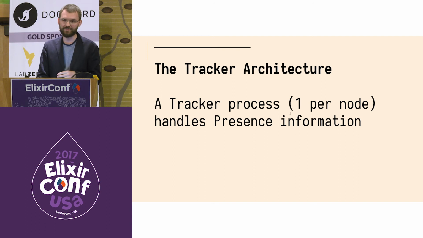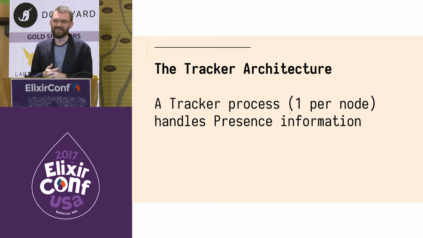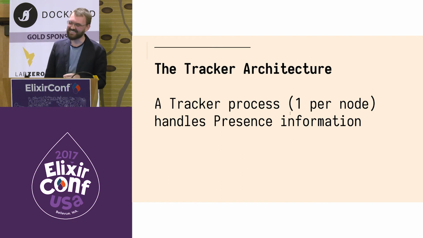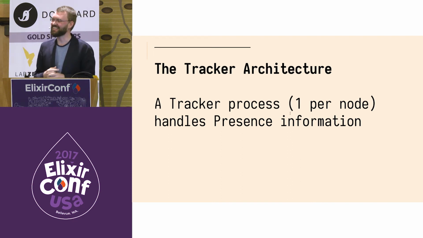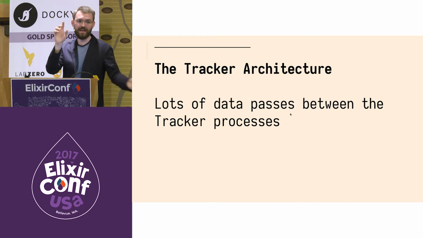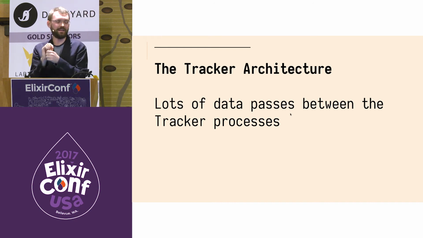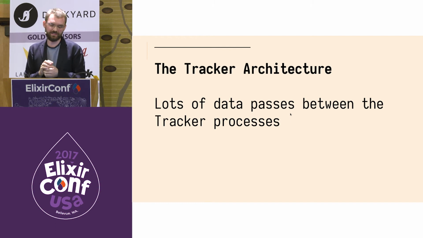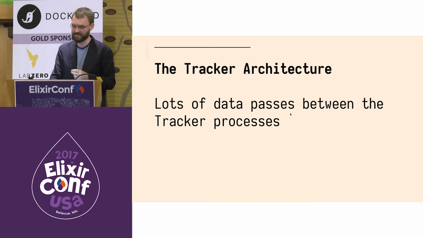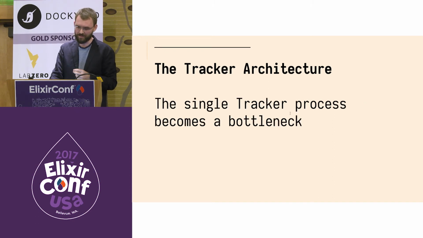And so the tracker architecture, who has experience with the tracker architecture? So how many tracker processes per node? Oh, it's up there. One. So there's one tracker process per node. And this tracker process does a lot of things because it handles actual presence registrations. It handles information coming in from other nodes in the cluster. And it handles GET requests, quote unquote, for getting the data from the process. And so that was clearly our bottleneck.